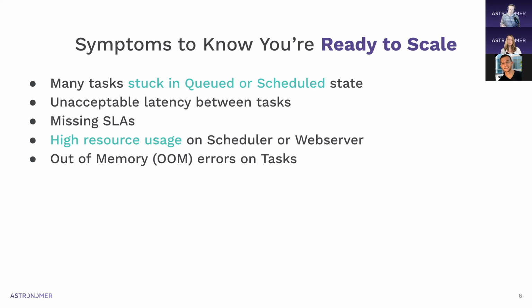And that kind of leads into the next point: when we're missing those SLAs because of the queued or scheduled tasks and the latency, that can be a problem. If you have high resource usage on your scheduler or web server, this is a problem because the scheduler will be kind of your bottleneck in the system, throttling the amount of things that can get scheduled. And once we get out of memory errors on tasks, we know that we need to increase some capacity in order to be able to process these bigger and bigger data sets. So if you've experienced any of these symptoms, it could be worth exploring the idea of scaling Airflow, and most likely that's what you'll have to do to be able to keep up with the workload increase.